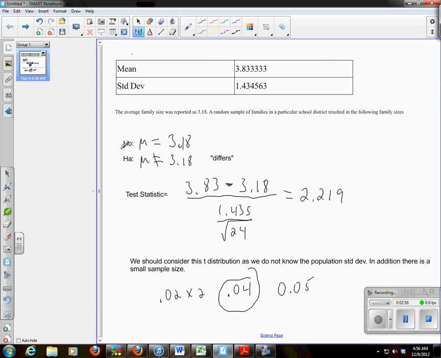So the decision is we're going to reject H0. It looks like the average family size is not 3.18. It's different from that. And without some more sampling, we really don't know if it's greater than that or less than that. This sample certainly seems like it was greater, but that wasn't what we were testing. We were just testing if it was equal to, or not equal to. Okay, so I hope that helps. Okay.